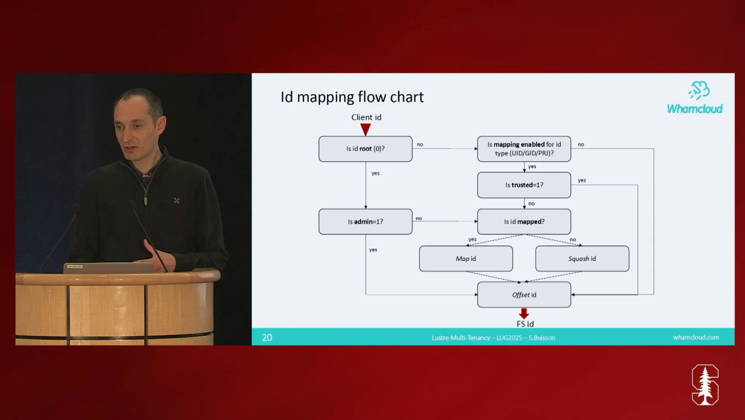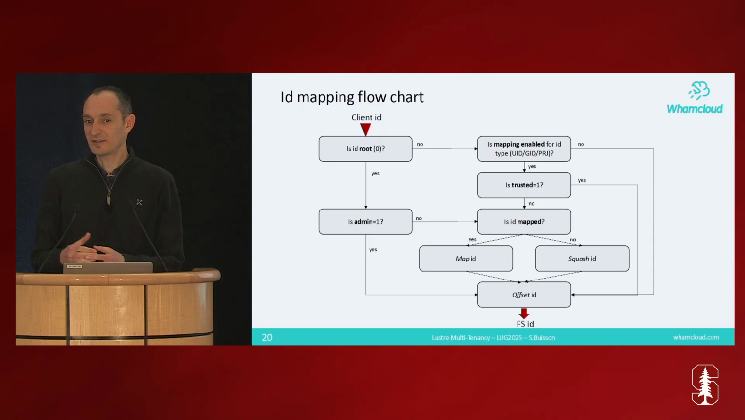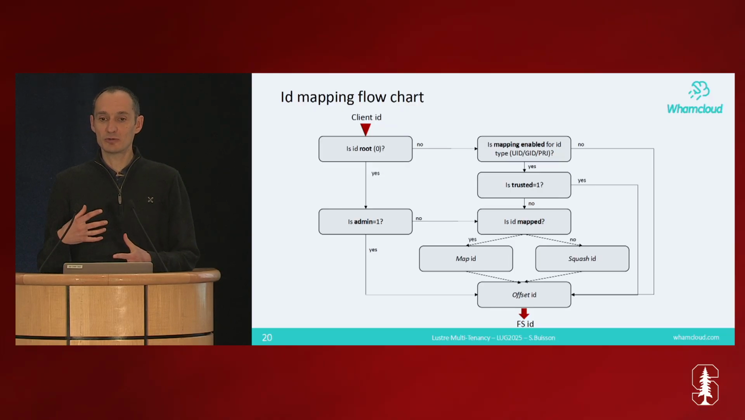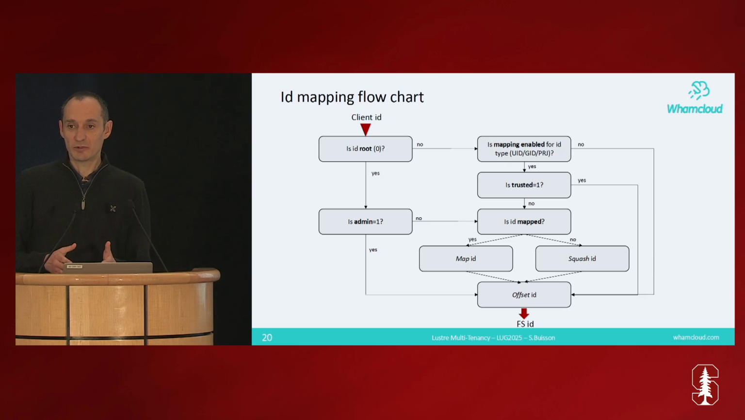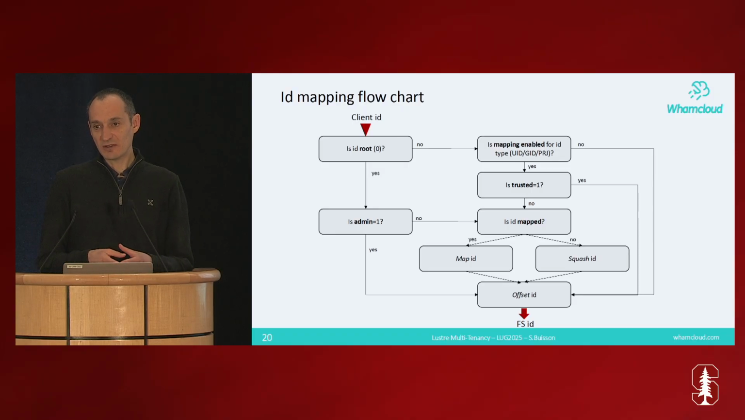We realized that with the introduction of this offset concept, it might be a little bit difficult to understand how IDs are actually mapped when they go through the node map policy engine. So for instance, here, let's consider first that we are dealing with a non-root ID. It's the right-hand side of the diagram. The first step is to have a look and see if mapping is enabled for this ID type. If it's not allowed, then we just offset the ID and exit.